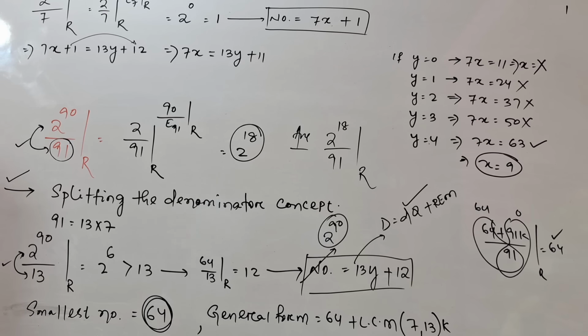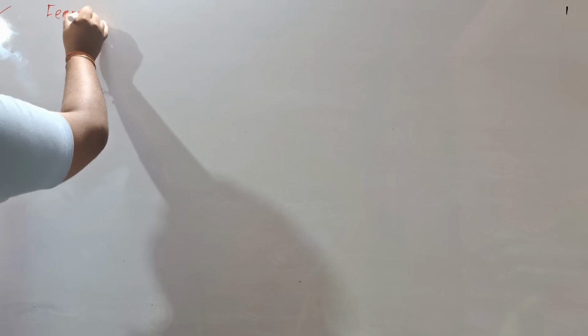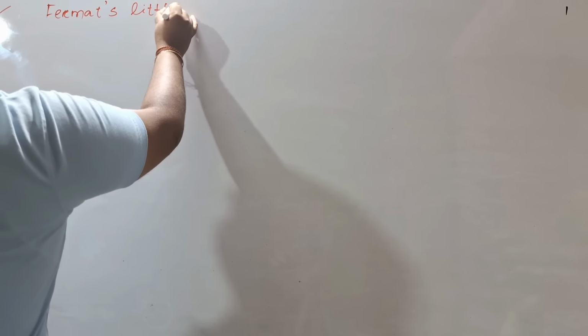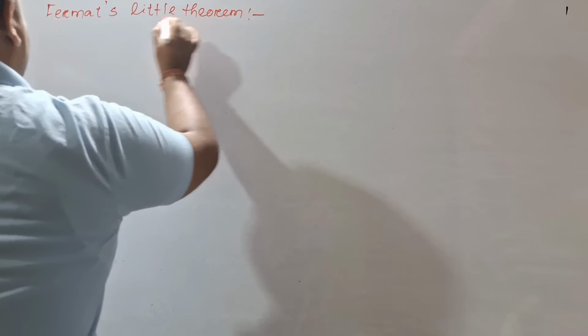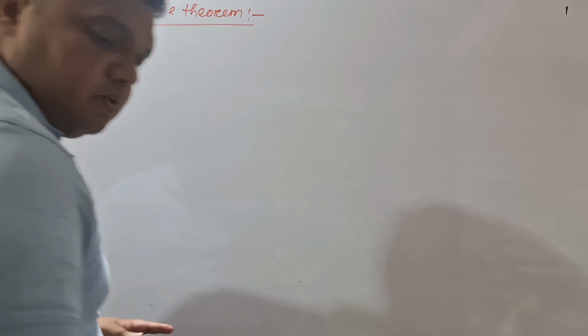Write it down. And this is the important one. Okay, then give heading Fermat's little theorem. Okay, what do you mean by Fermat's little theorem? Fermat's little theorem. So under remainder theorem, the second one, this is Fermat's little theorem, equally important.